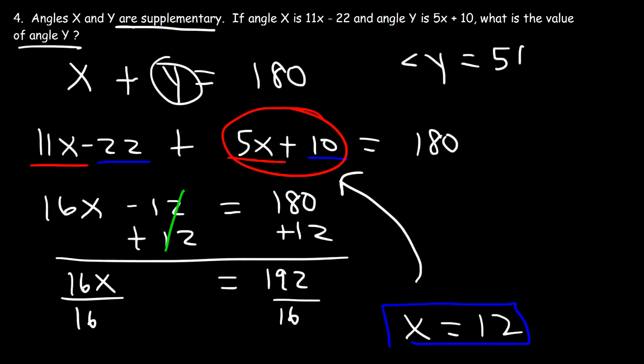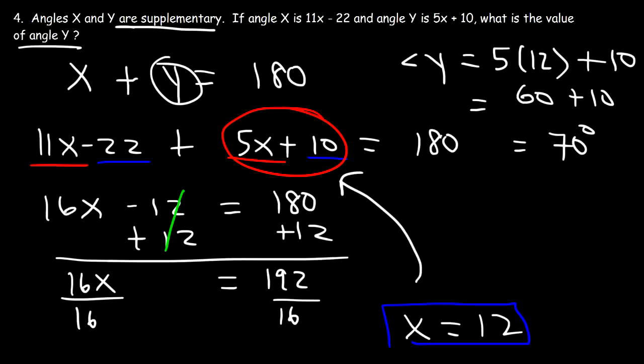So it's going to be 5 times 12 plus 10. 5 times 12 is 60. 60 plus 10 is 70. So angle y is 70 degrees, which means that angle x must be 110 degrees.